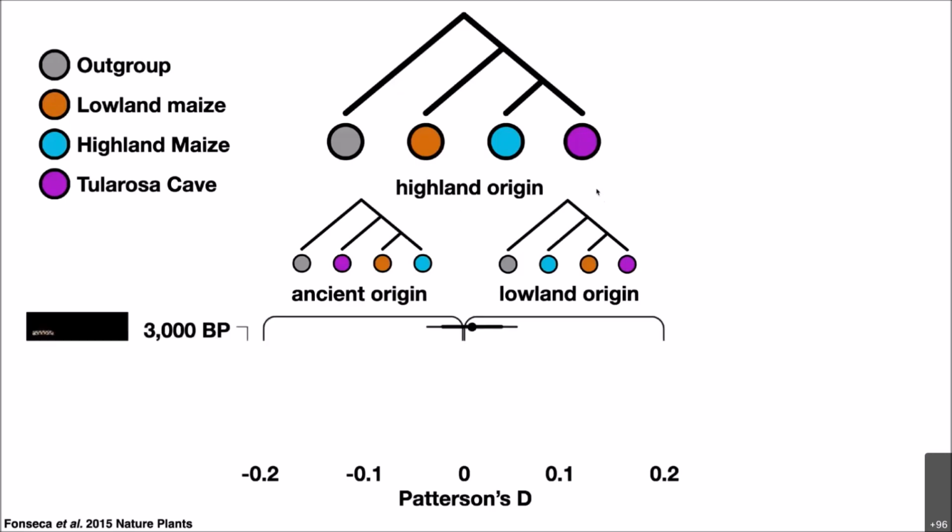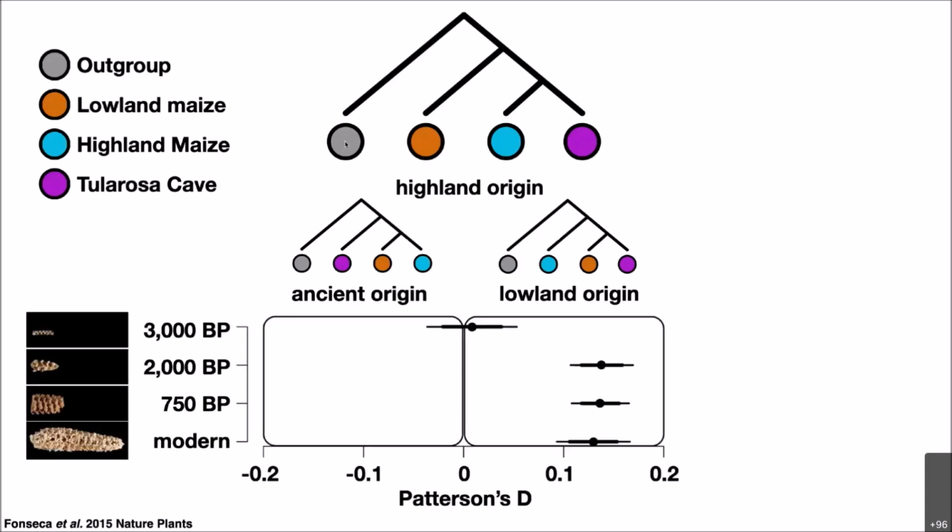If we look at our oldest ancient sample from 3,000 years ago that had good DNA, we see that Patterson's D is right around 0, consistent with our hypothesized tree of a highland origin. But as soon as we look at our more recent samples, 2000 years to modern, we see a very positive Patterson's D consistent with this lowland origin tree, suggesting that we had a highland origin of maize in the Southwest, followed by subsequent gene flow along the coast.